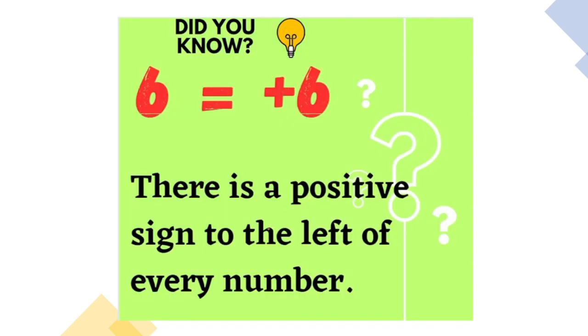There is a positive sign to the left of every number. If a number is written without any sign, like 96, it's a positive 96. Because when the number is negative, the negative sign will be shown next to it. So if the number is written without any sign, it's a positive number.